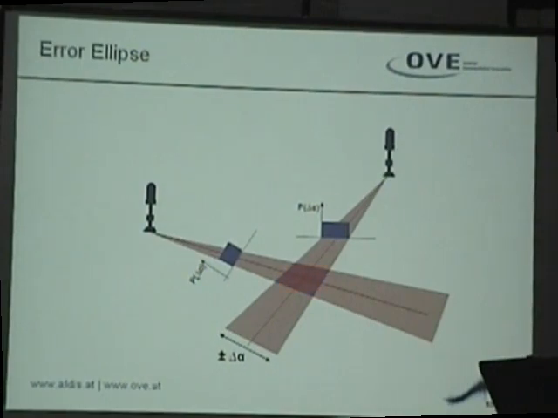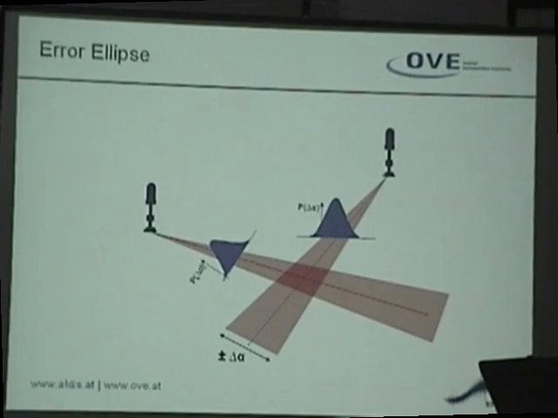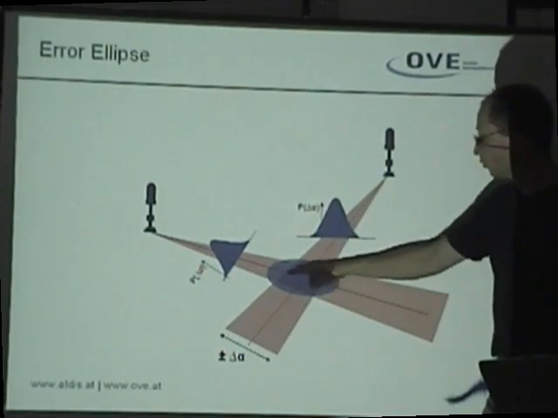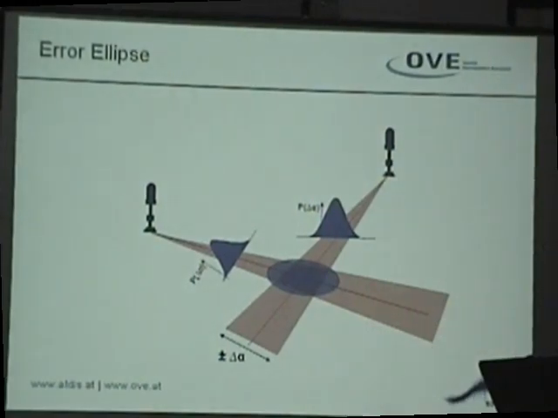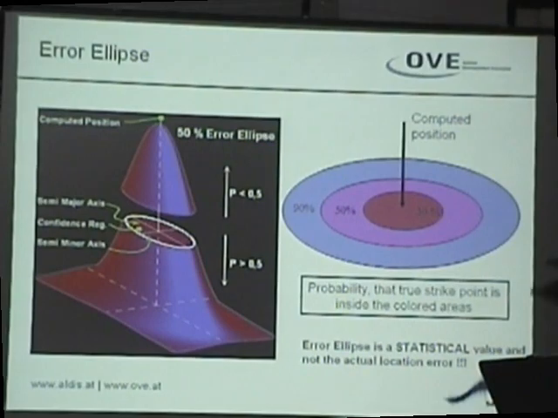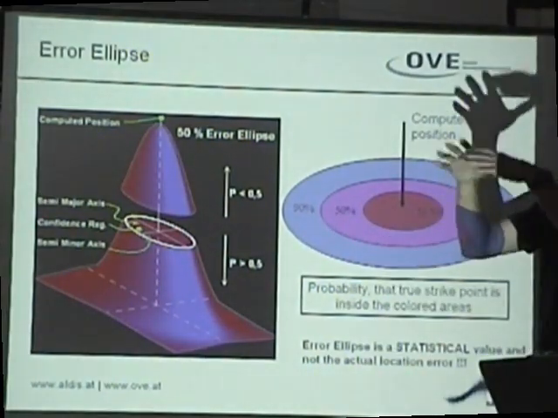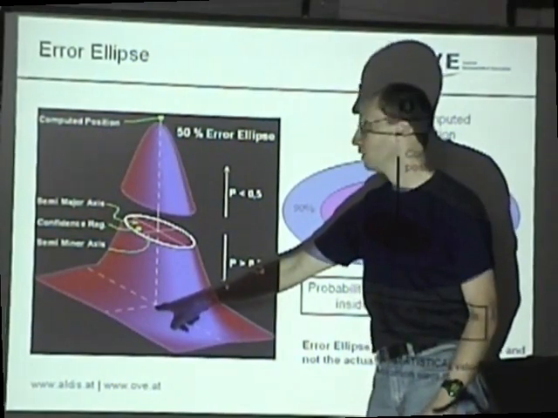But in reality, the angle error is distributed like this, a Gaussian distribution. And then what you have is an error ellipse. Depending on where you cut, you have smaller or bigger error ellipses for the probability. And you can show it three-dimensionally, because in fact it is three-dimensional. This is the distribution of all the possible locations around the point that the location algorithm calculated.